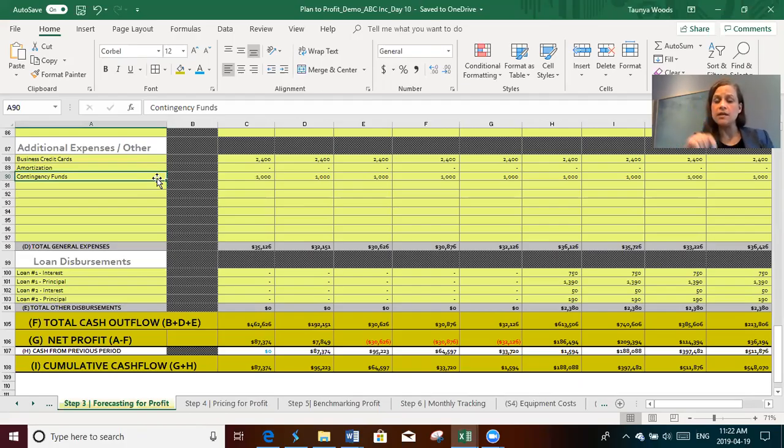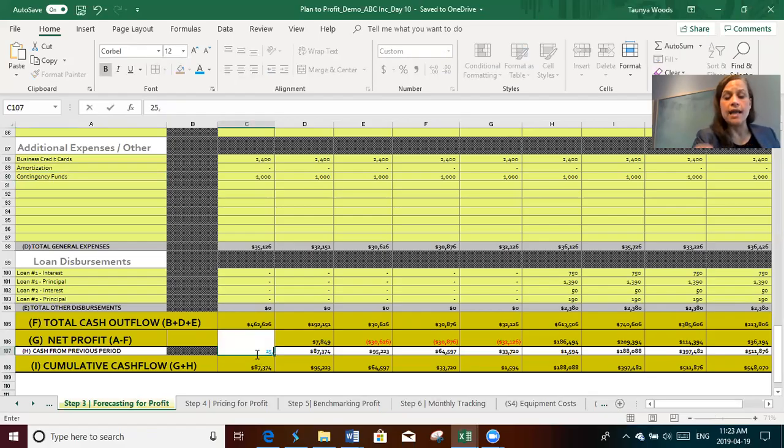The last little piece that I want to draw your attention to is this little 0 right here under cash from previous period. So that number is, and I don't know when you started your cash flows, but if you look at how much money is in your bank account minus any outstanding accounts payable, right? So your cumulative cash position, I want you to write that in here.